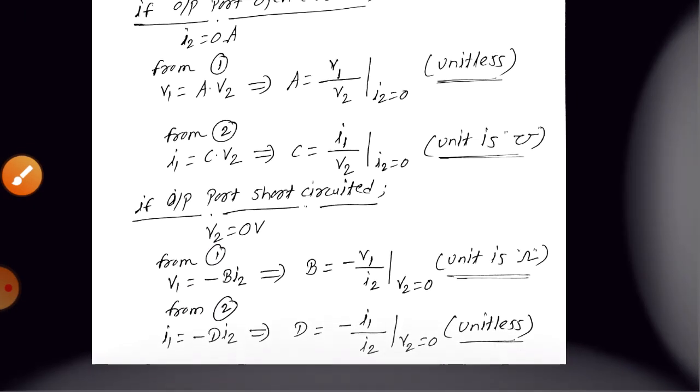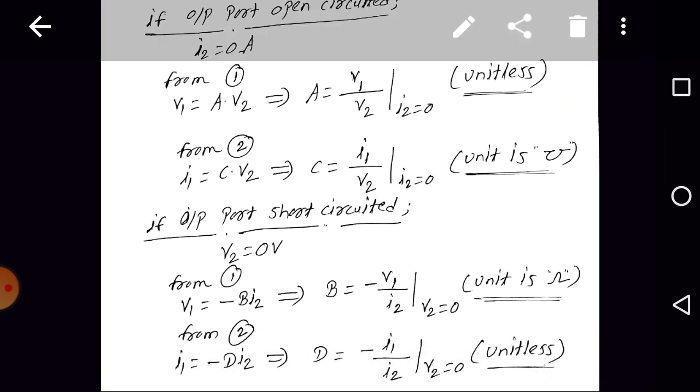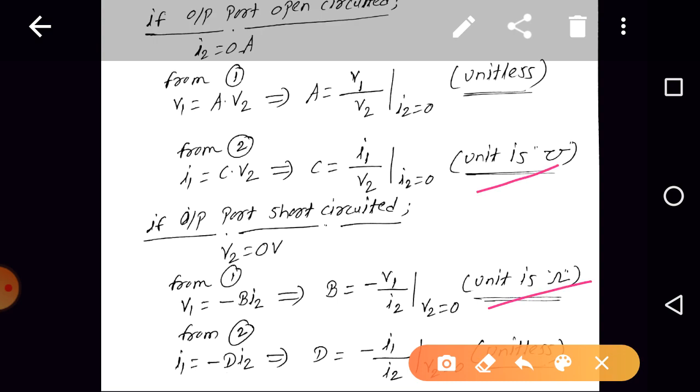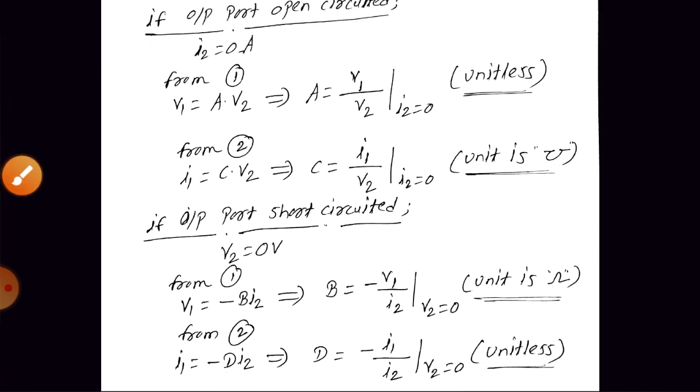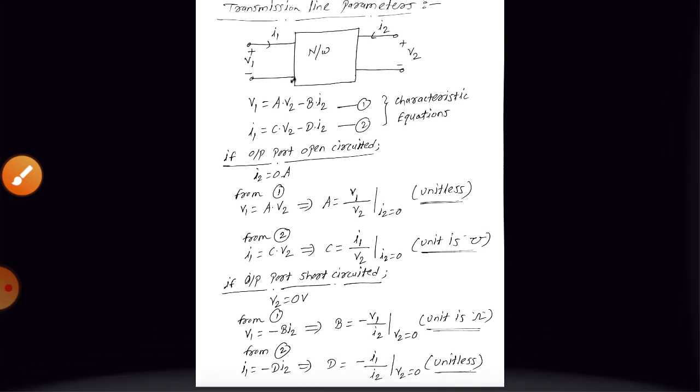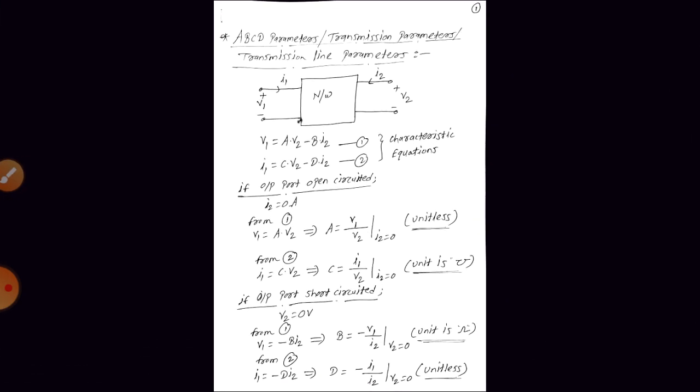Parameter A is unitless, parameter B the unit is ohm, parameter C unit is mho, and parameter D is also unitless, right? In most of the exams, they have asked MCQs like, the unit of parameter A is, right? And they will give options like unitless, ohm, mho, Siemens, etc. So we need to understand it.